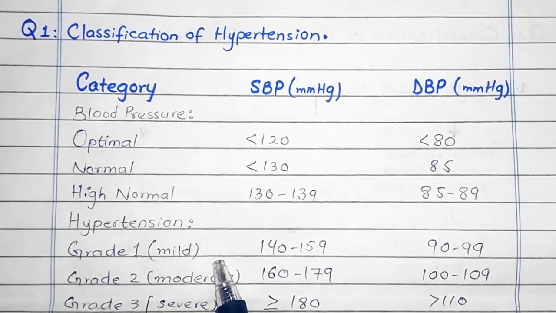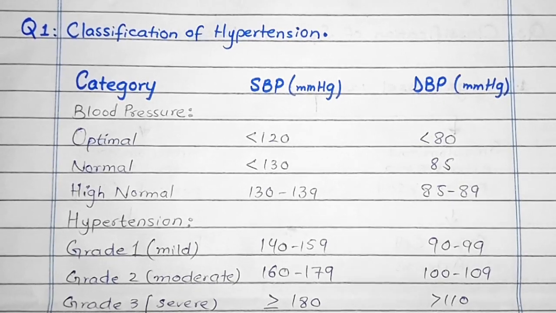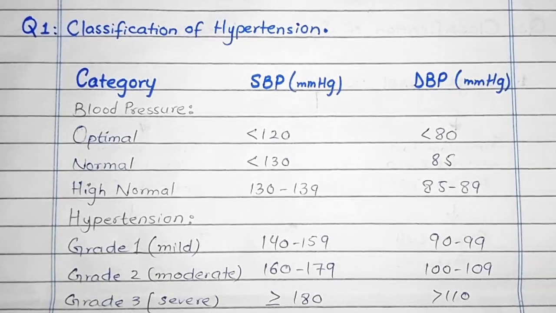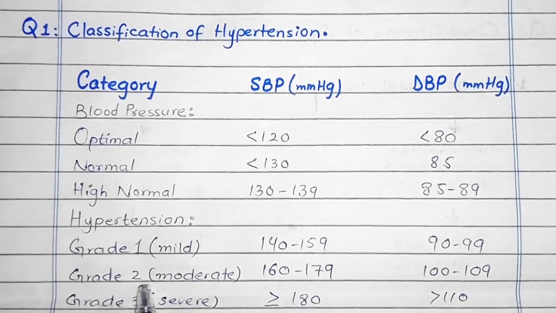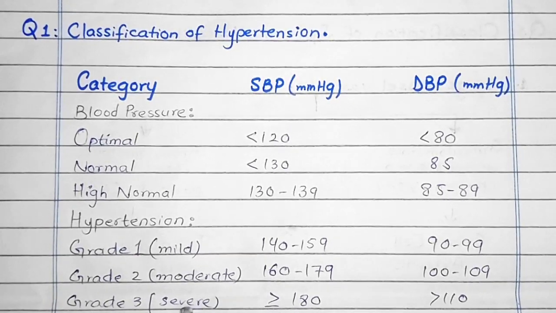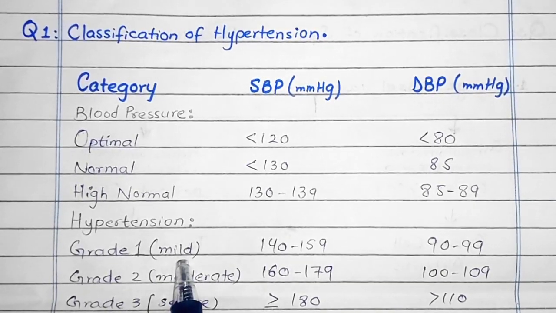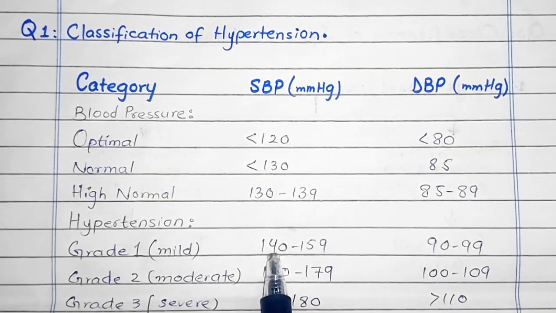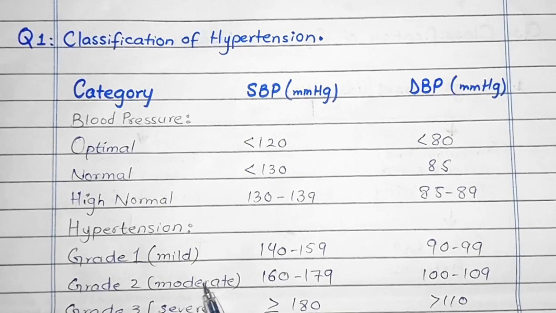Now let's come to the hypertension. So when do we call the blood pressure a hypertension? At what pressures is it a hypertension? Basically we have three different grades of hypertension, and grade 1 is referred to as mild hypertension, grade 2 is moderate, and grade 3 is severe. So let's first discuss grade 1, which is mild hypertension. The hypertension is mild when the systolic blood pressure is from 140 to 159 and diastolic blood pressure is 90 to 99. Now the grade 2, which is moderate hypertension.